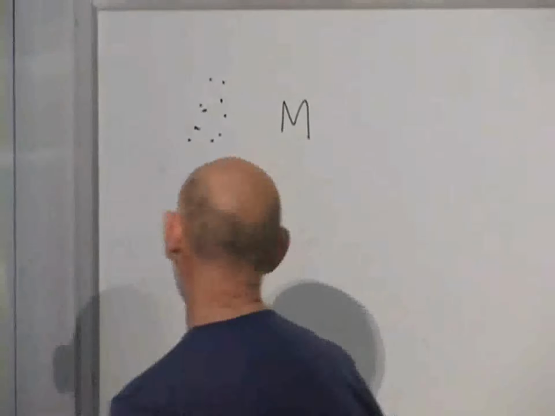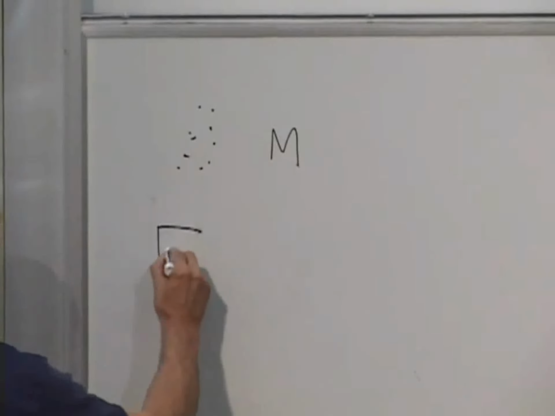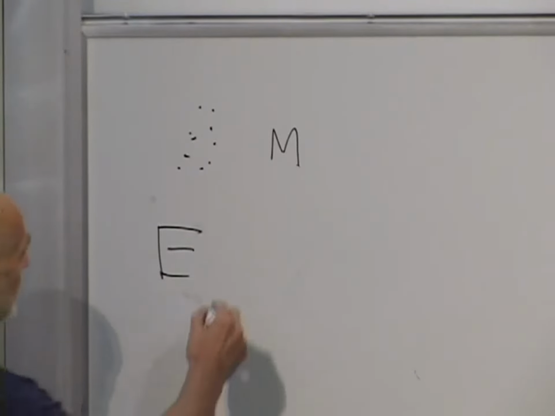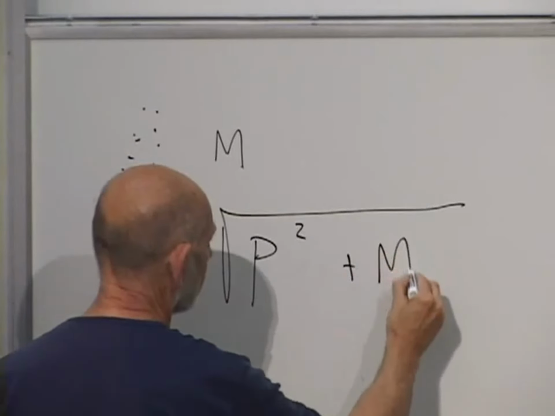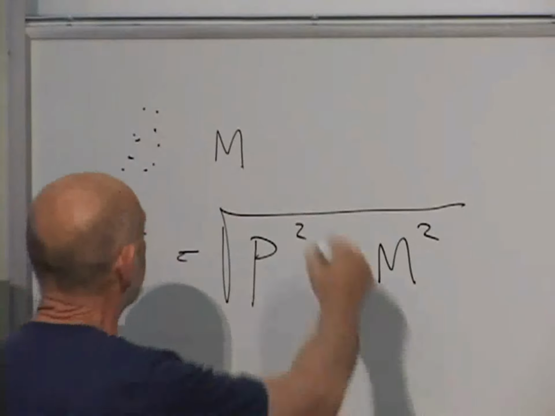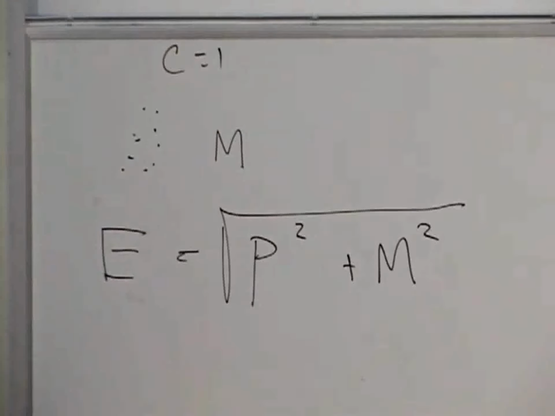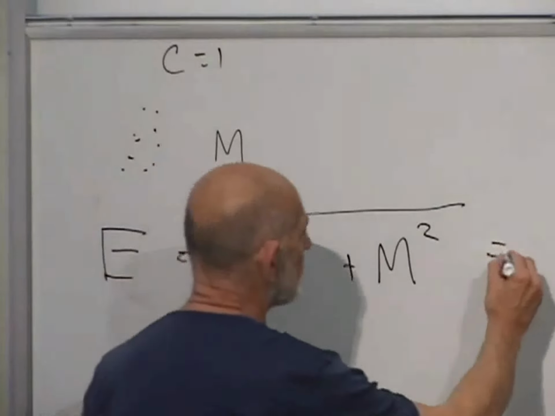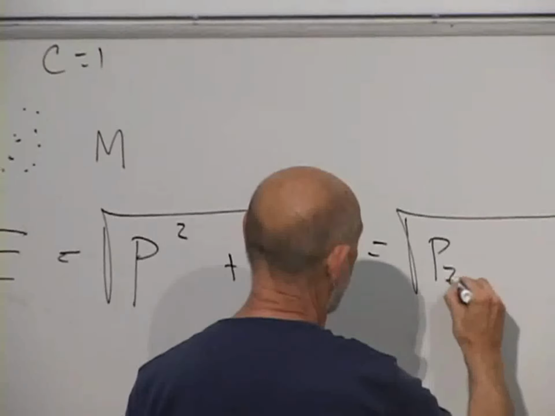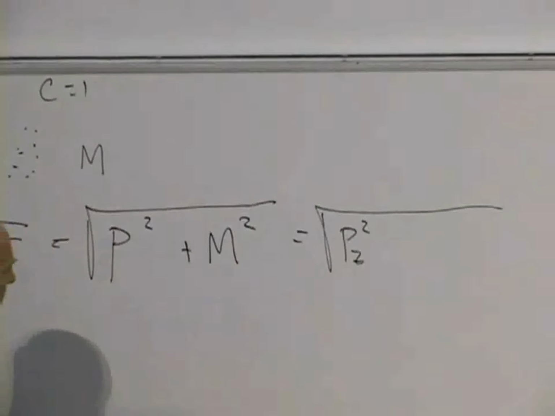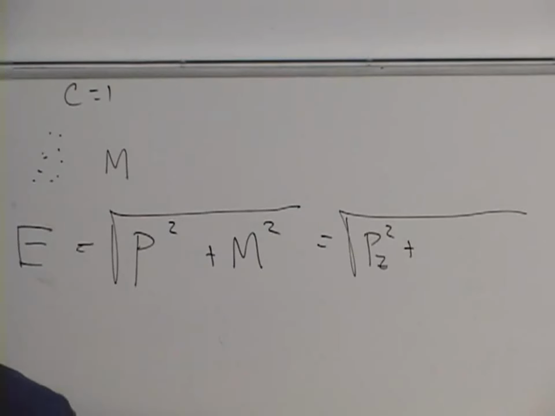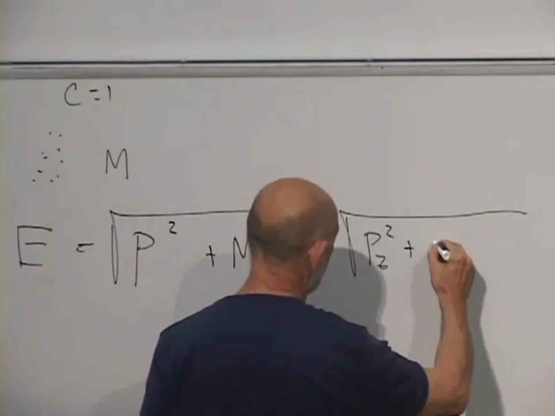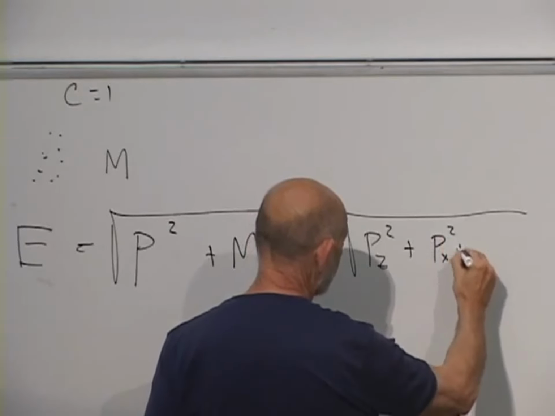Now, what if it's moving? If it's moving, it has an energy which is not just m; it's the square root of the momentum squared plus the mass squared. I've set c equal to 1, speed of light equal to 1. That's the formula for the energy of it. Let's write that in the form square root of pz squared, that's the direction we're going to boost it along, plus px squared plus py squared.